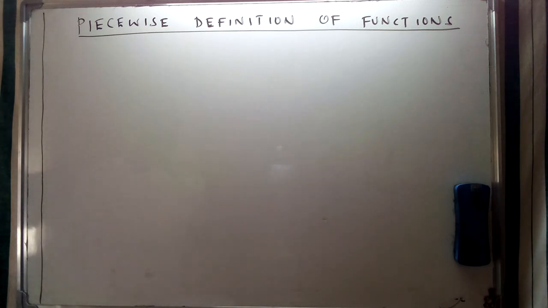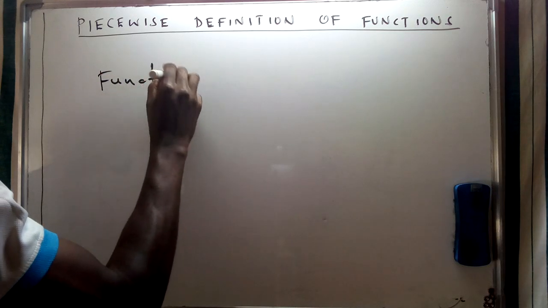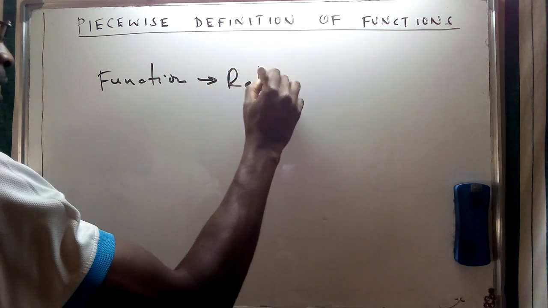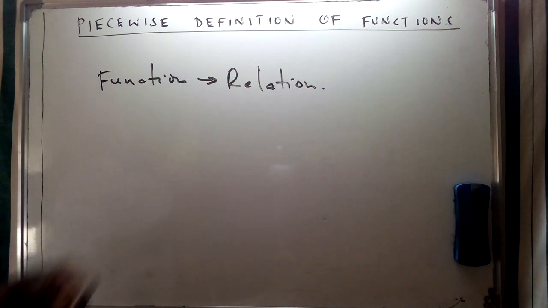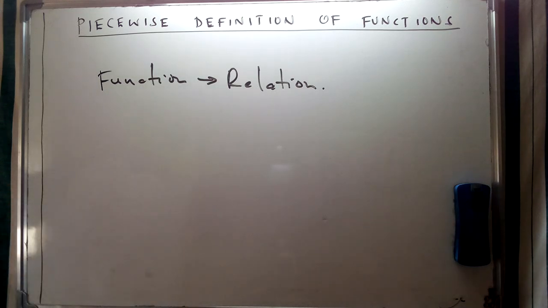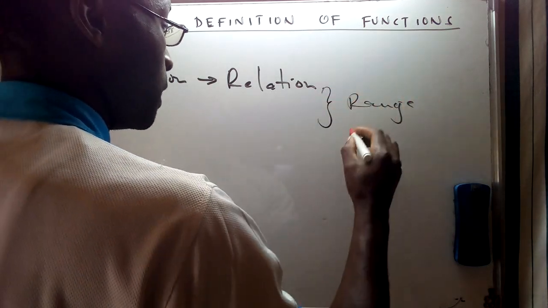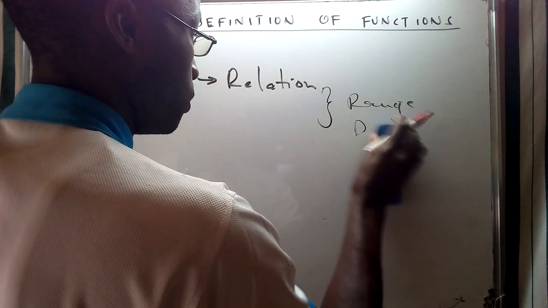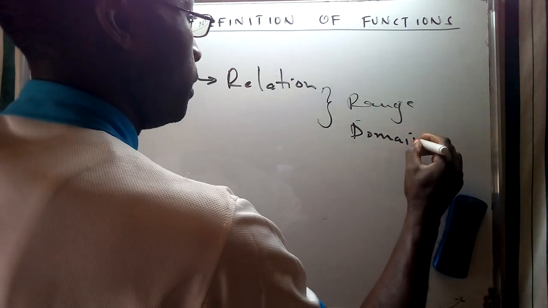So in this case, we have defined a function as a special type of relation, a relationship that consists of a special kind of rule, which is going to assign each element in the domain to exactly one element in the range. And basically, we are given these two terms, whereby we talked about the domain and the range.